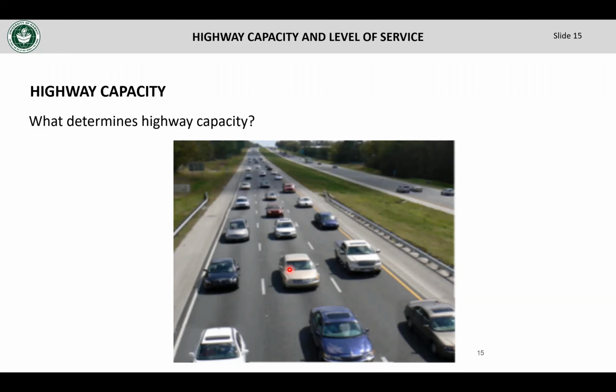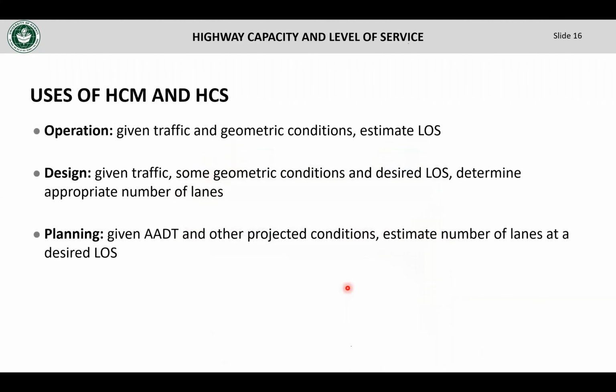So the HCM, the Highway Capacity Manual, quantifies the effect of several of these factors. We will see later how some of these procedures are incorporated. The highway capacity procedures are used for analysis of operations. That means, given the traffic and geometric conditions, we need to estimate the level of service of a facility. As you will see soon, level of service is like giving a letter grade to a facility, with A being the best and F meaning failing.